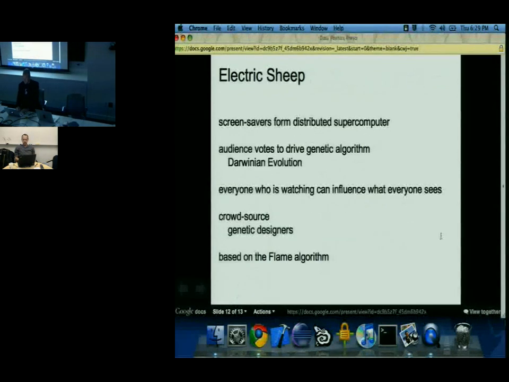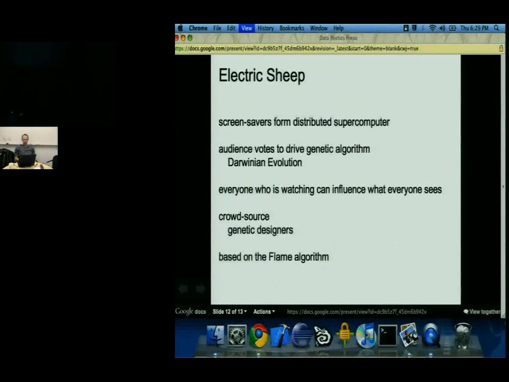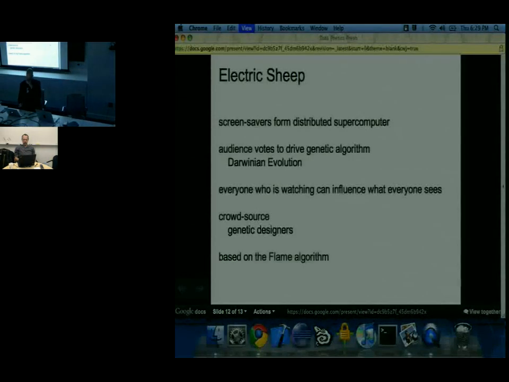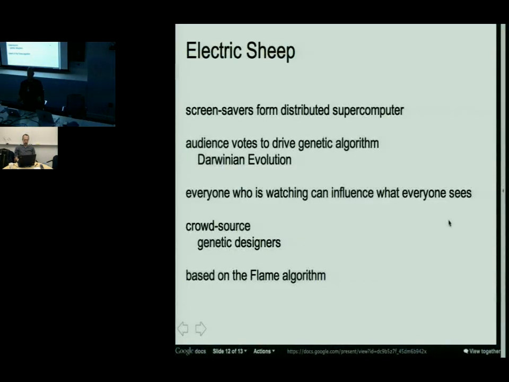In the Electric Sheep, the screensavers form a distributed supercomputer. So when you're not using your computer, it goes to work creating art. And the audience votes. Everybody who's watching that screensaver can vote on whether or not they like what they see, and that runs a genetic algorithm. So the artwork is evolving like with Darwinian evolution. It's this artificial intelligence which is trying to satisfy human desire.